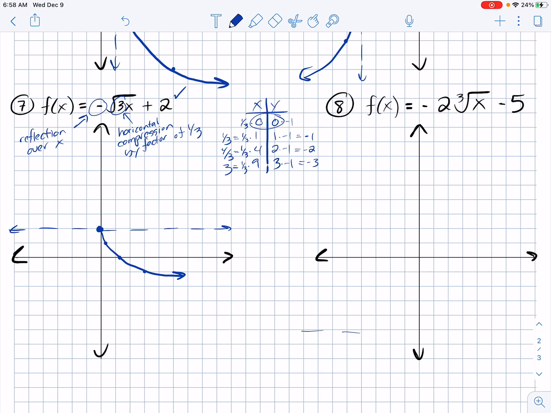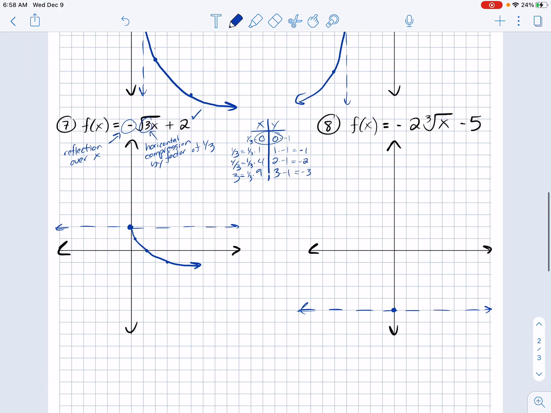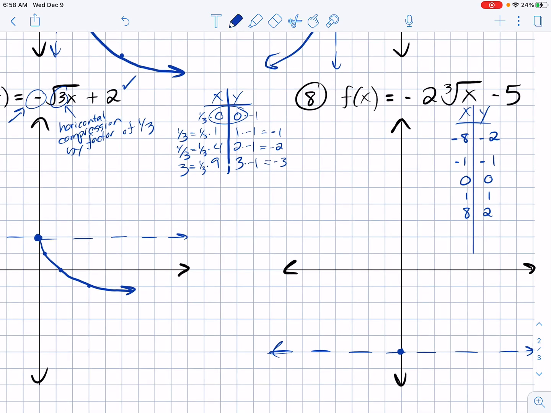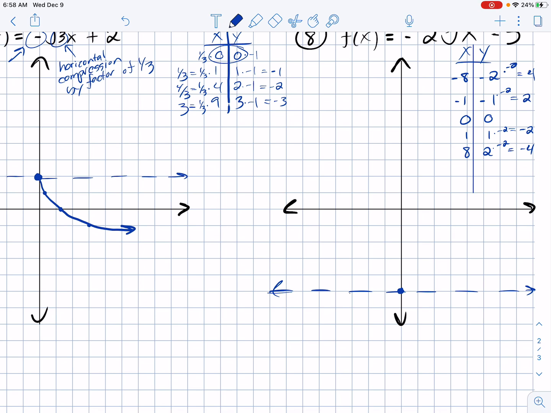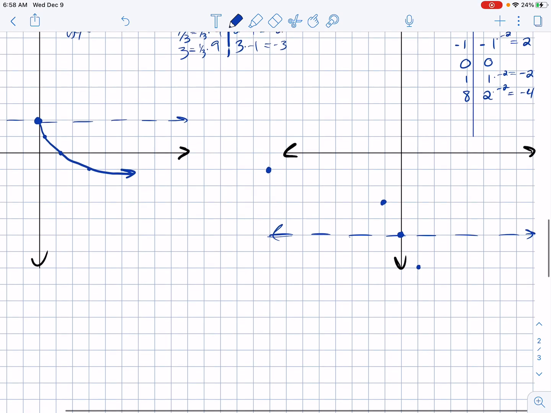Okay, we should have shifted down 5. So our new starting point down here is going to be our vertex. And then all of the y coordinates needed to be multiplied by -2. So a vertical stretch by a factor of 2, and a reflection over the x-axis. Okay, so let's go ahead and plot those points, -8, +4. -1, +2, 1, -2, and 8, -4. Looks something like this.